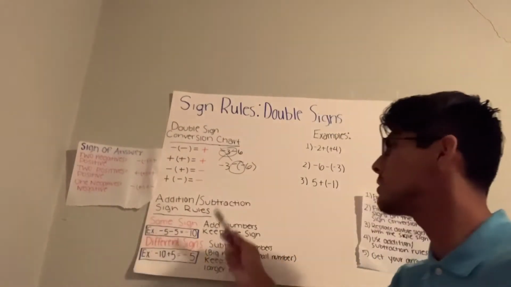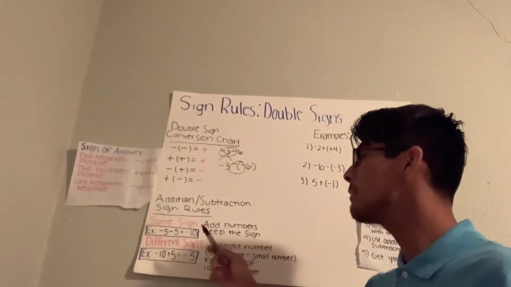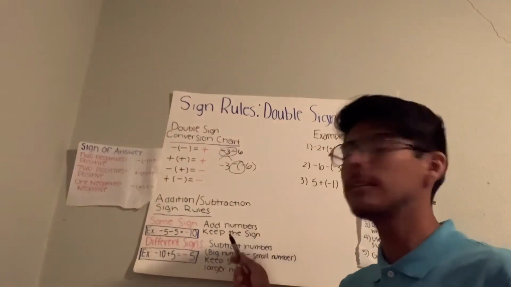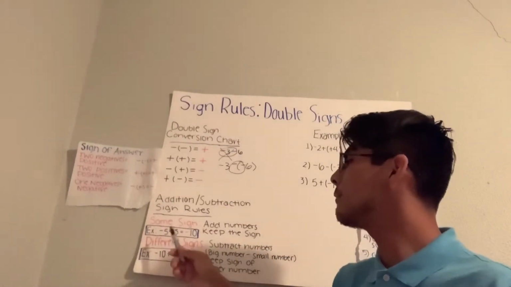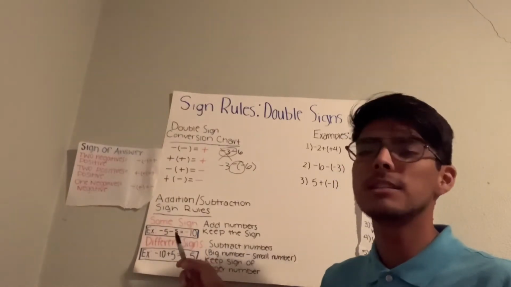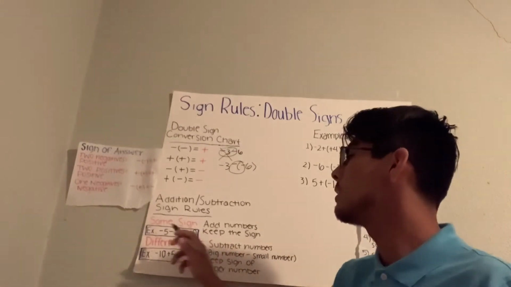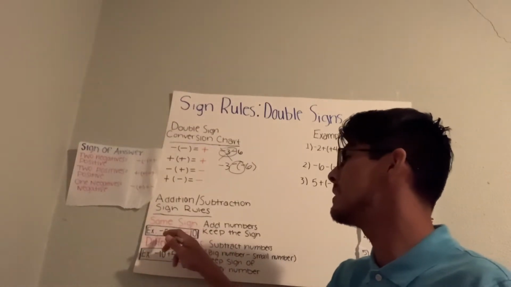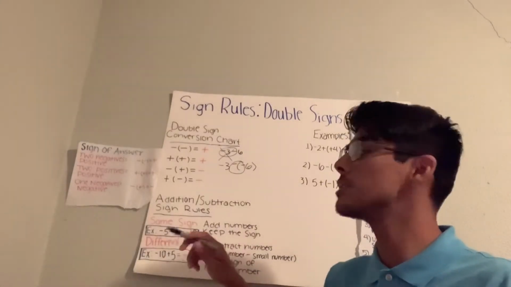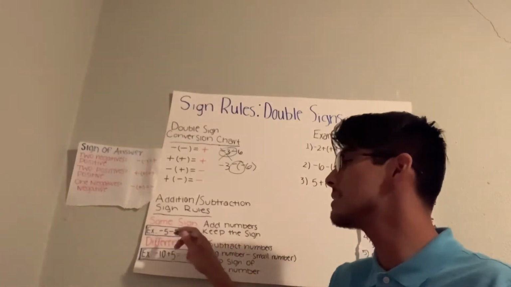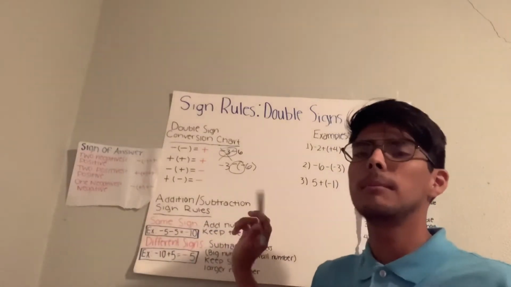Now let's move on to the addition and subtraction sign rules. So if you have the same sign, you want to add and keep the sign. So for example, -5 minus 5 is going to equal -10 because these two have the same sign. So it has -5 and -5. It's going to come out to -10. Also, if this was a +5 and a +5, so 5 plus 5, it will equal +10.